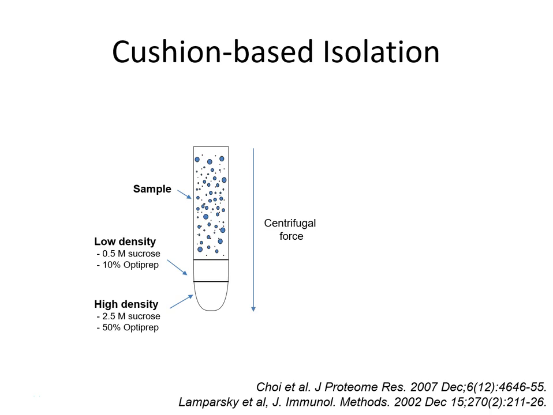Apply the centrifugal force. All the particles will sediment to the interface of the low and high density medium. However, protein contaminants still remain on the top. The difference from the top loading gradient is that different sizes of EVs are not separated in this method. Instead, all the EVs will end up at the same position. So using this method, you can concentrate your samples and get rid of most of the protein contaminants.